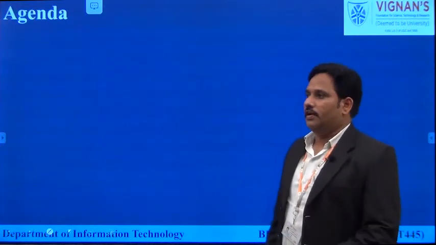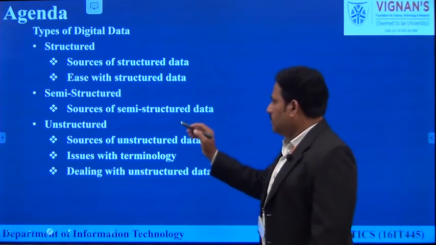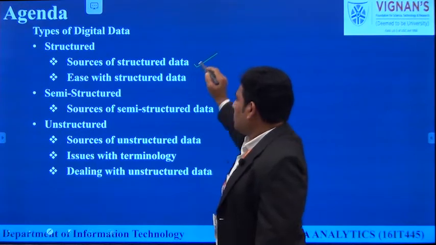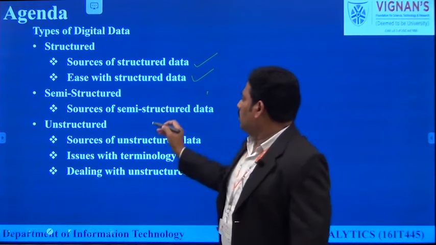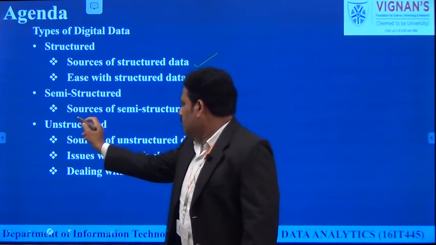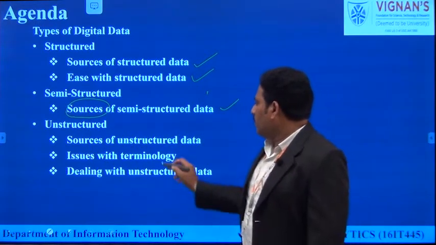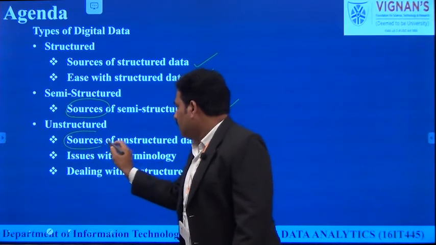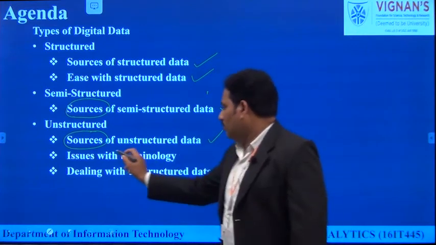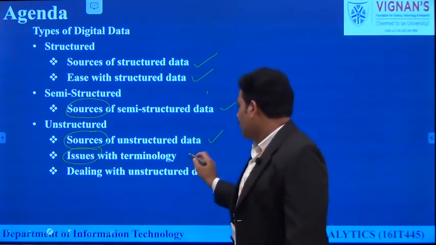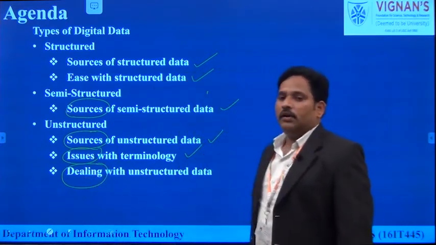Let's have a look at the agenda. What are the concepts we are going to cover in this session? Mostly we will see the sources of structured data and advantages of structured data. When we move to semi-structured data, the major sources of semi-structured data are going to be discussed with examples. And when you move to the third category, unstructured data, we will see the major sources of unstructured data, how to handle the issues related to unstructured data, and how unstructured data is dealt with in real-time applications.